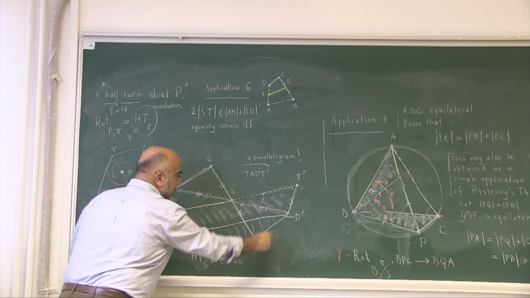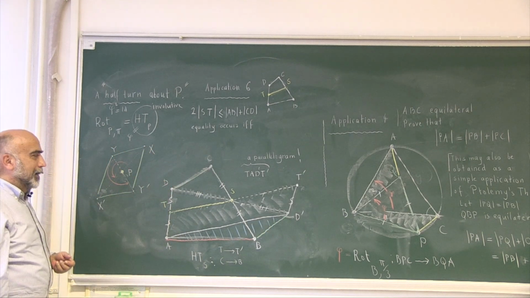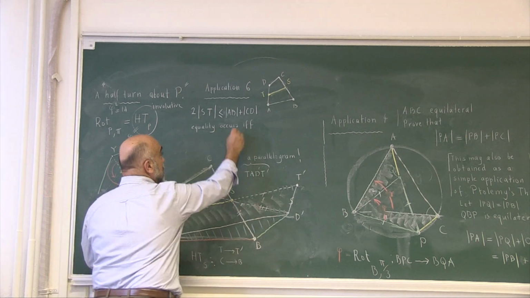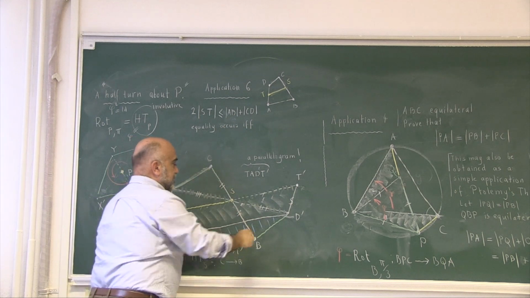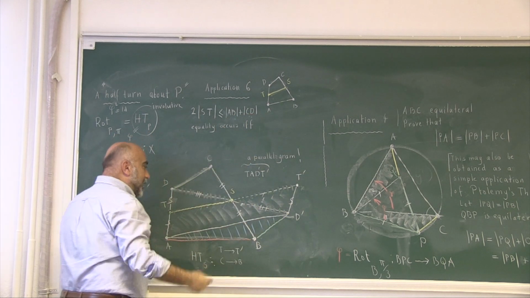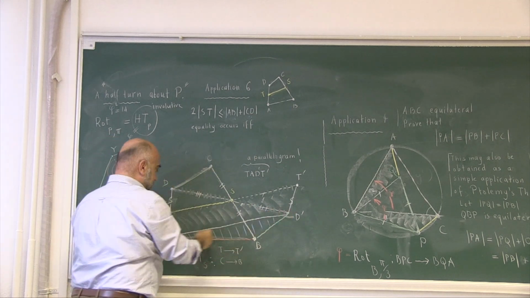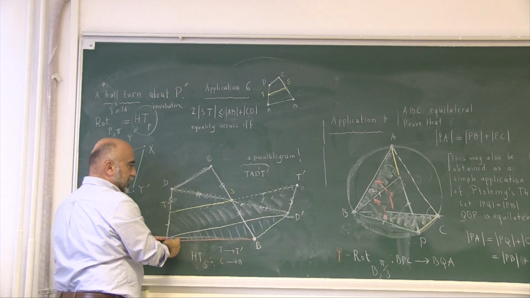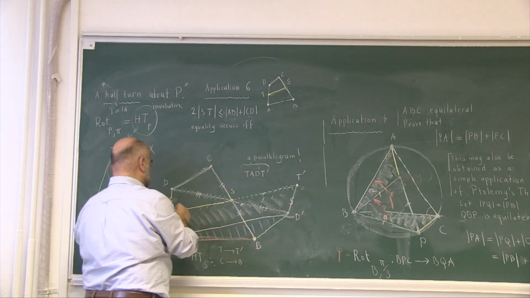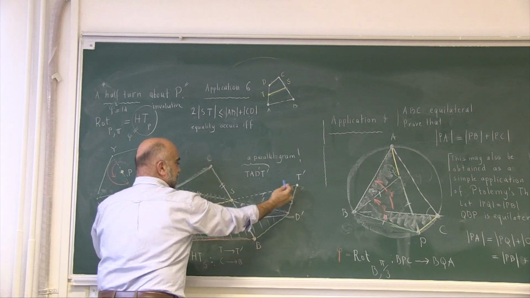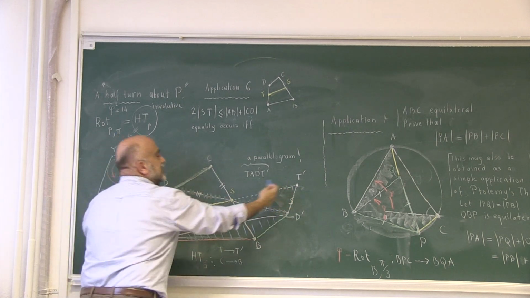Just look at this triangle. In this triangle, one side is AB, the other side is BD prime, which is the same as CD, and the third side is AD prime, which is one side of the parallelogram AD prime, T prime, T, and the side that's opposite is in fact TT prime.